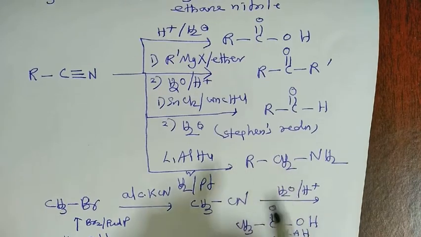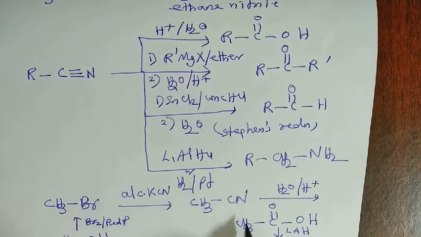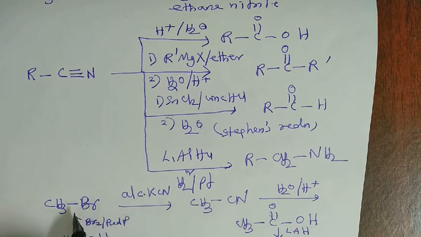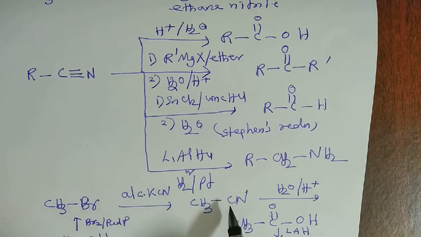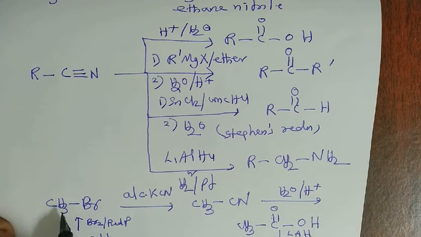For example, methyl bromide can be converted into ethanoic acid or acetic acid. It involves two steps. Methyl bromide is first converted into methyl cyanide by treating with alcoholic KCN. Methyl cyanide is then subjected to hydrolysis in acid medium to give acetic acid or ethanoic acid. Conversion of alkyl halides into alkyl cyanides can also be used for stepping up in a homologous series.